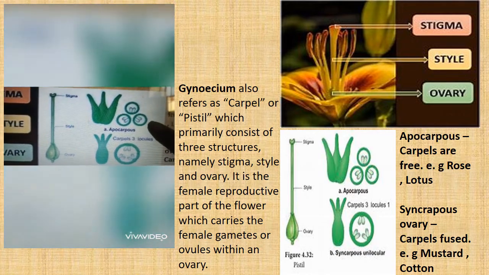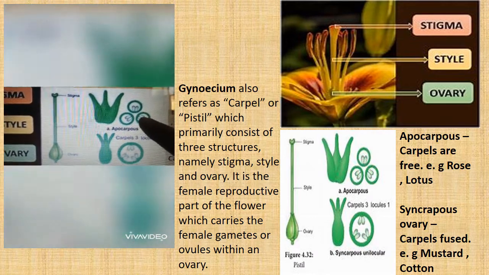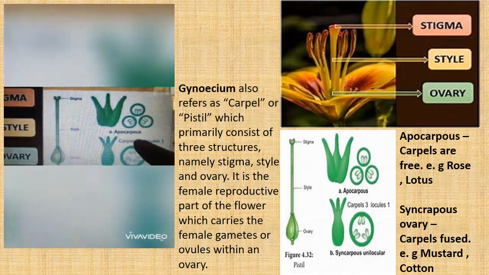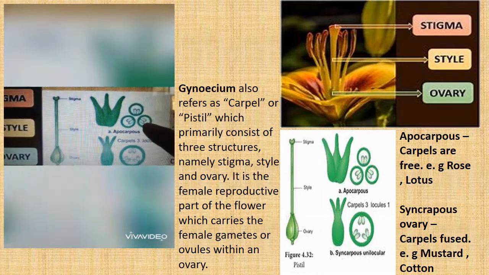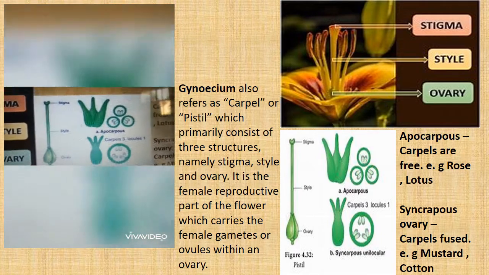This one. These ones are the chambers. They are known as locules, and you can see these. There are three carpels, and inside the three carpels there are locules. These will later on convert into seed.